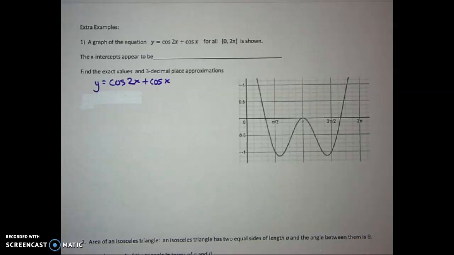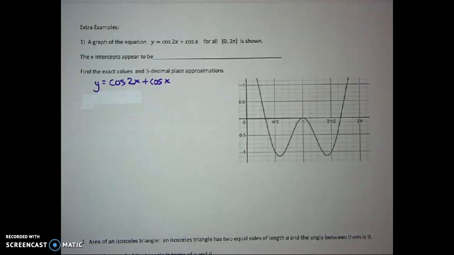We now are going to have two more problems that use more of what we've just learned in section 7.4 for those formulas and identities. Number one, a graph of the equation y equals cosine of 2x plus the cosine of x for all solutions between 0 and 2 pi is shown.